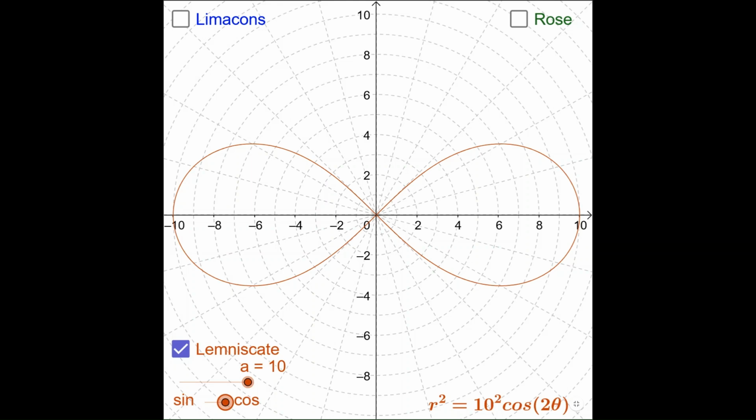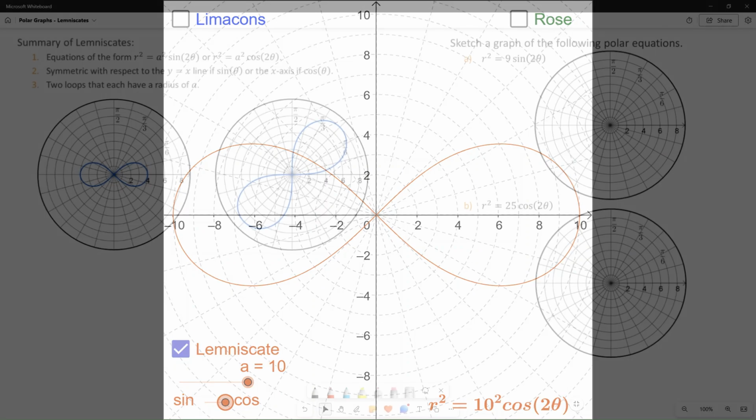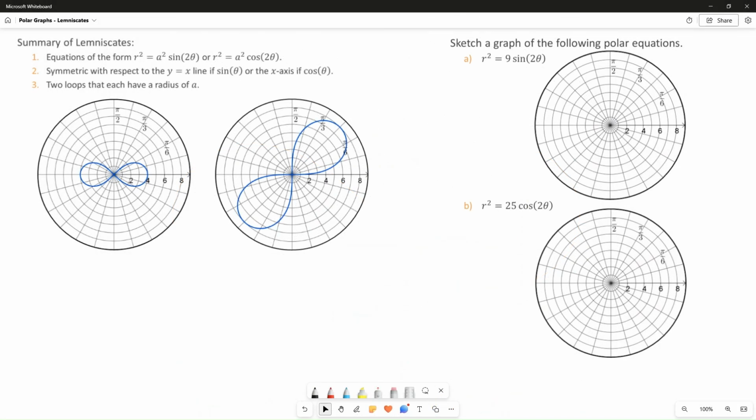So it just changes whether sine or cosine is used, and that changes where our axis of symmetry is going to be. Is the axis of symmetry the y equals x line, or is it the x-axis? Just to have a quick summary of this, again, the equations of lemniscates have the form r squared is equal to a squared sine of 2 theta, or r squared equals a squared cosine of 2 theta.